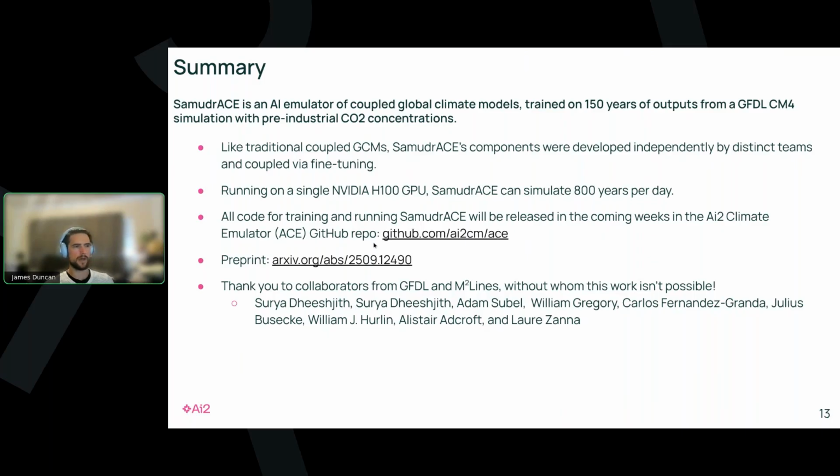And all code for training and running Samudrace will be released in the coming weeks via our open source GitHub repo. We also have a preprint here, which I encourage you to take a look at for more of the details of what I went over quickly in this talk.